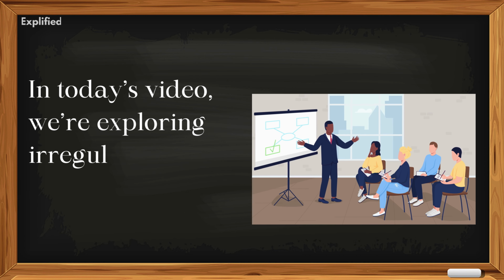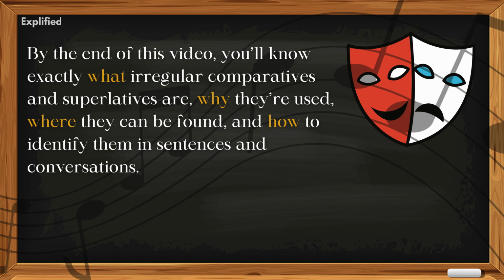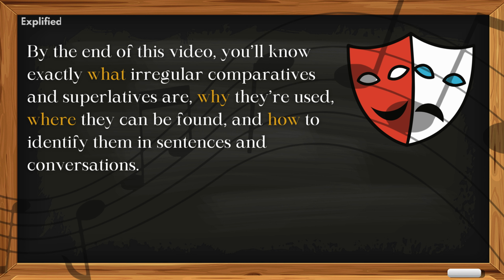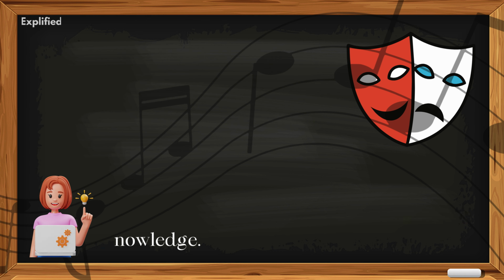In today's video, we're exploring irregular forms of comparatives and superlatives. By the end of this video, you'll know exactly what irregular comparatives and superlatives are, why they're used, where they can be found, and how to identify them in sentences and conversations. Plus, we have some fun quizzes to test your knowledge.